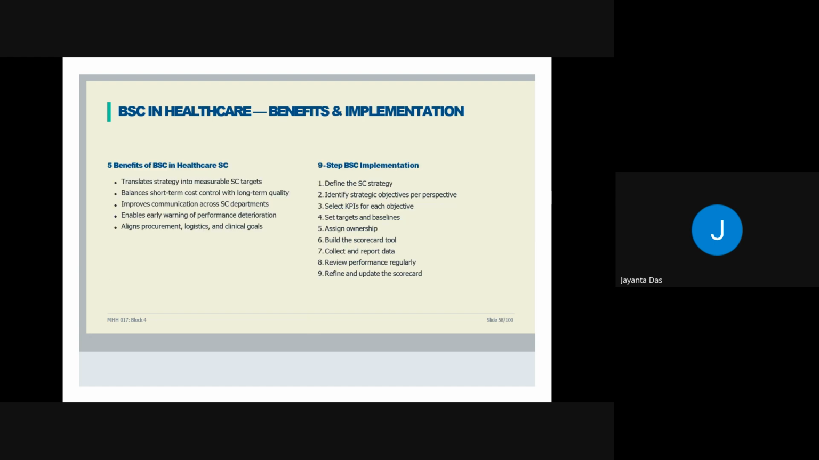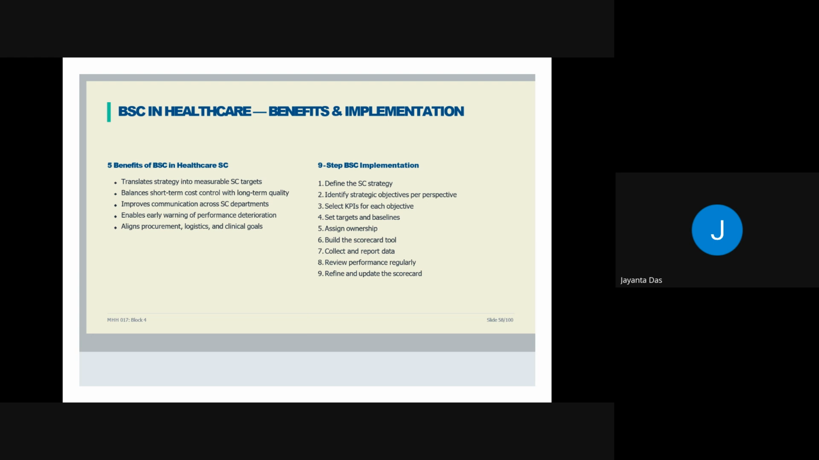Now, the benefits and implementation of BSC in the healthcare supply chain. There are 5 benefits. It translates strategy into measurable SC targets, balances short-term cost control and long-term quality, improves communication across supply chain departments, enables early warning of performance deterioration, and aligns procurement, logistics, and clinical goals.